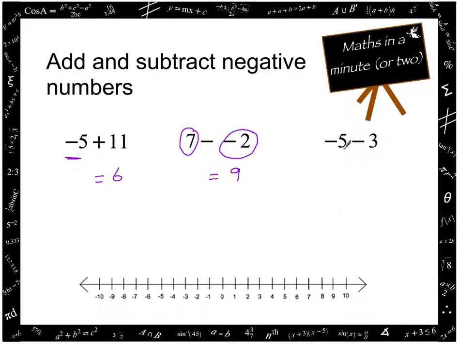This time you start at -5, and as before I said, when you add you go up the number line, when you subtract you go down the number line. So -5 take 3 means you're going to go 3 down from that, so you're going to end up at -8.